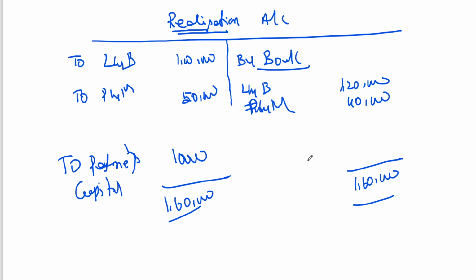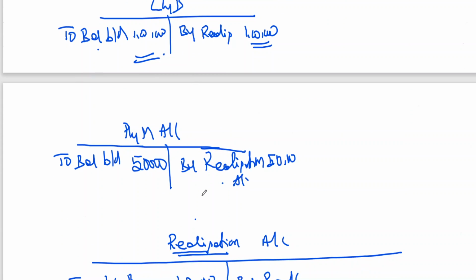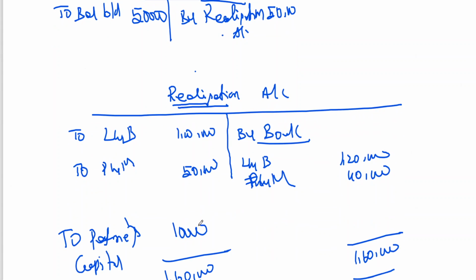Okay, even if you take the example here, land and building, you got a profit of 20. Plant and machinery, you got a loss of 10. 20 minus 10, the net effect is 10,000, no? This 10,000 is transferred to where? Partner's capital account. Is it not easy? See how they have designed accounting.